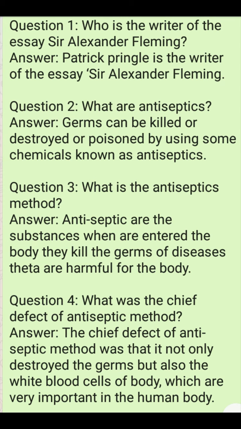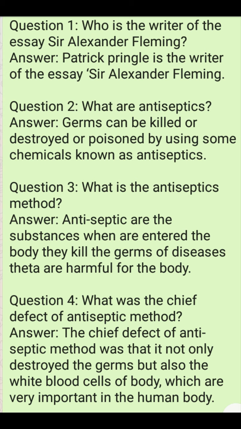Question number 3. This is also a very simple question. What is the antiseptic method? The method of using antiseptics is called the antiseptic method. Antiseptics are the substances which, when they enter the body, kill the germs of diseases that are harmful for the body. This method is known as antiseptic method.